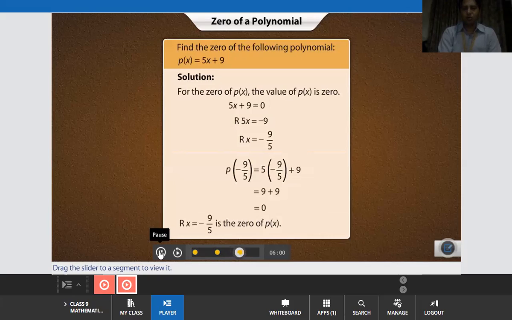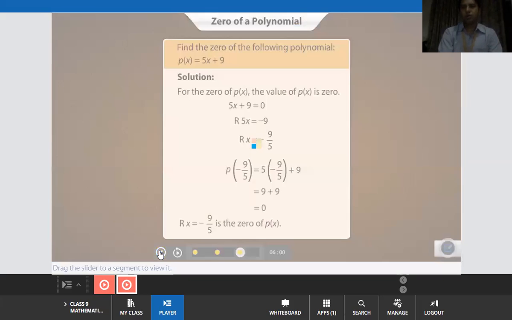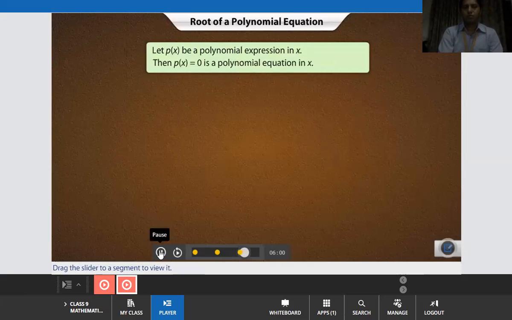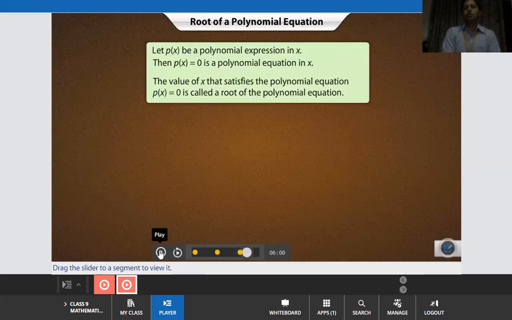To find the zero of a polynomial: x equals -9 by 5 is the zero of the polynomial, because at x equals -9 by 5 the polynomial becomes 0. So there is no change in zero and root of the polynomial. Zero is used in the case of a polynomial expression, whereas if it is an equation, if the right hand side consists of an equals sign and there is some value on the right hand side, or p(x) equals 0, it will become a polynomial equation.